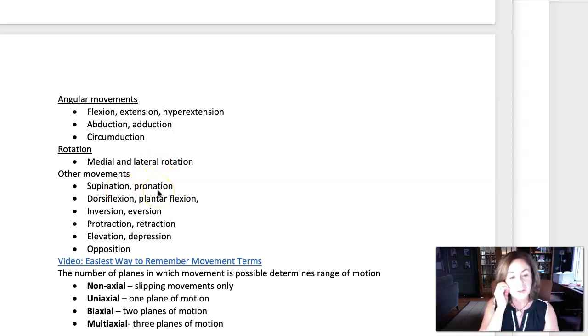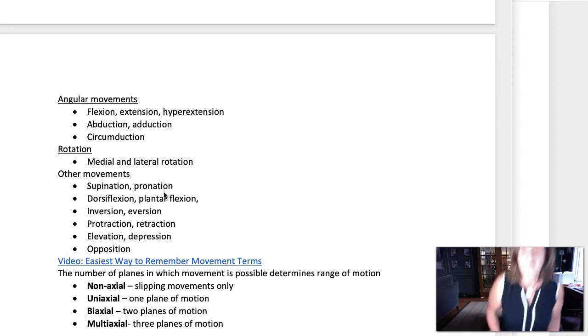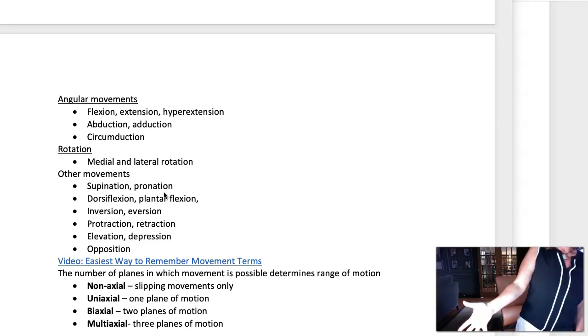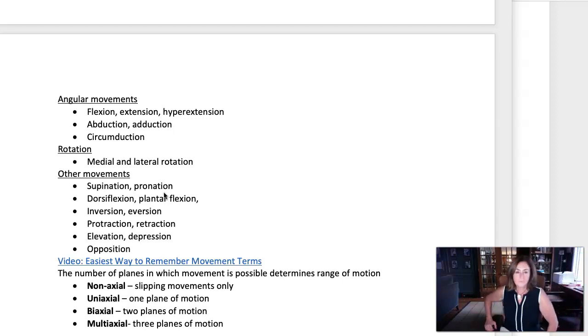Supination, pronation. Supination is moving so that your palms are forward. And then pronation, palms back. Dorsiflexion, plantar flexion. I'm not even going to try to get that one on camera. So dorsiflexion is lifting your toes off of the ground. Plantar flexion is like pointing your toes or standing on the ball of your foot.